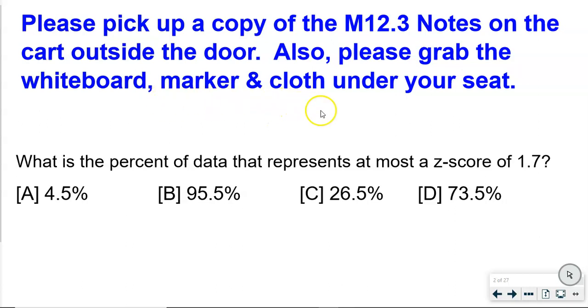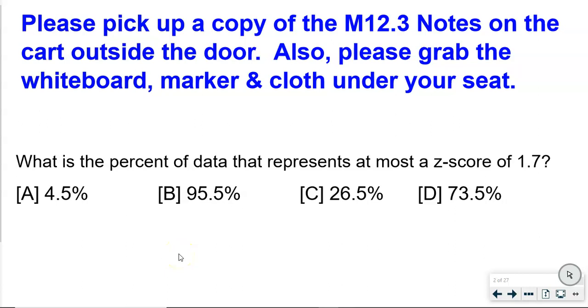Grab a whiteboard, a marker, and a cloth under your seat. So I'd like you guys to go ahead and answer this question. What is the percent of data that represents at most a z-score of 1.7? So go ahead and do this. Pause the video if you need to. Give everybody a few minutes to do it and then start the video back up.